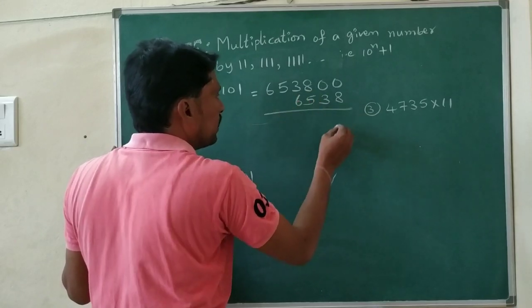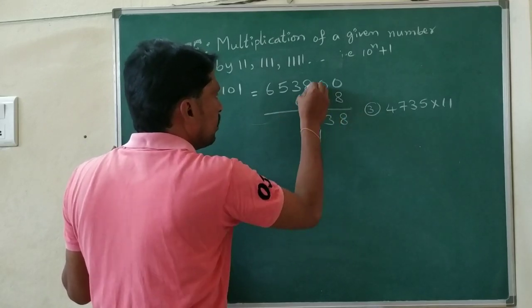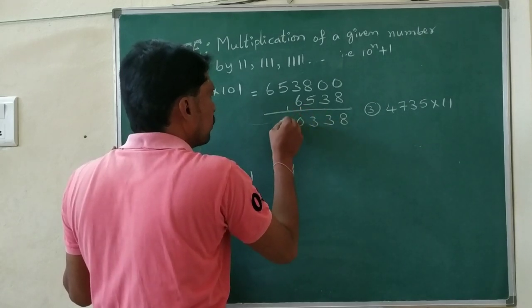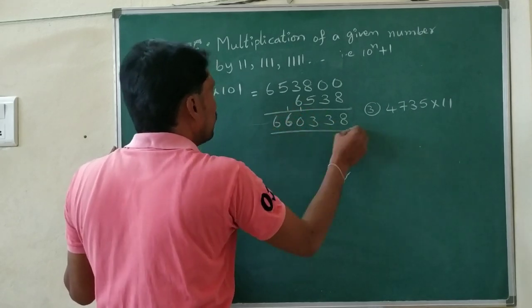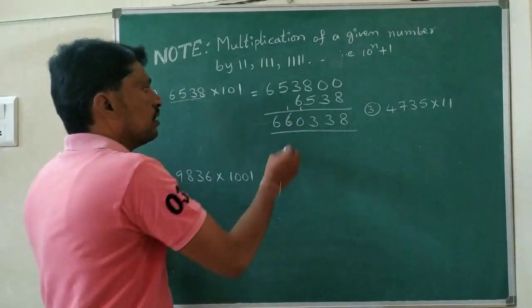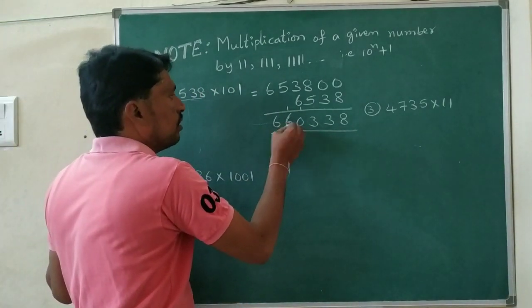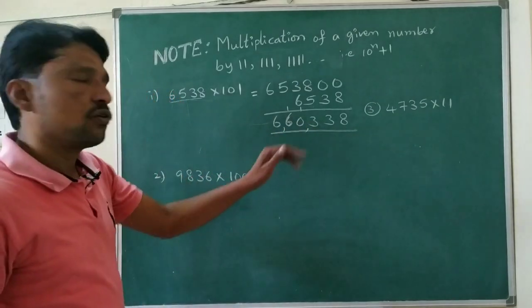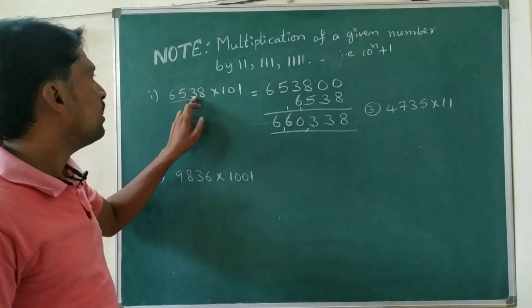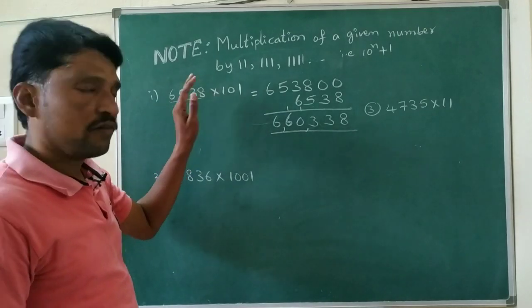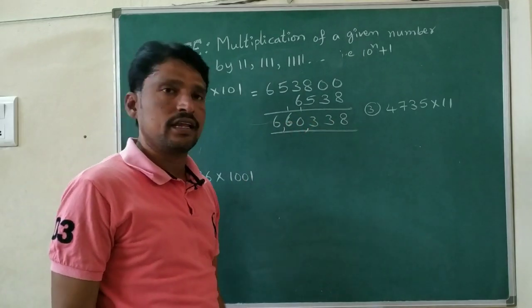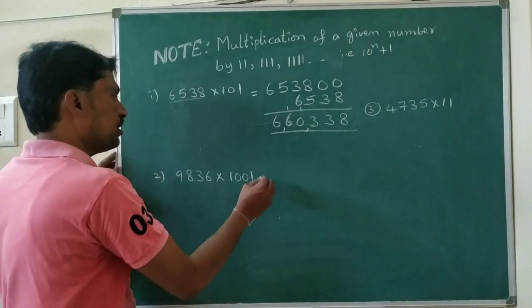8356. Now you can add 8, 3. This is 13066. So multiplying with 101, we got here 6,60,338. So 6,538 into 101, 6,60,338 we got it.